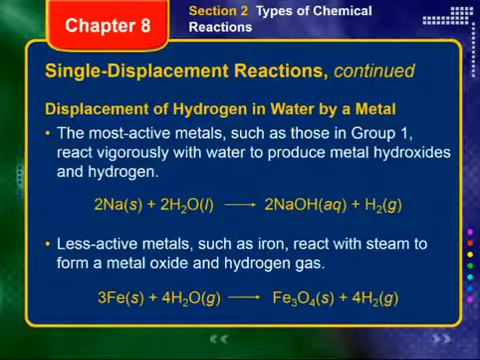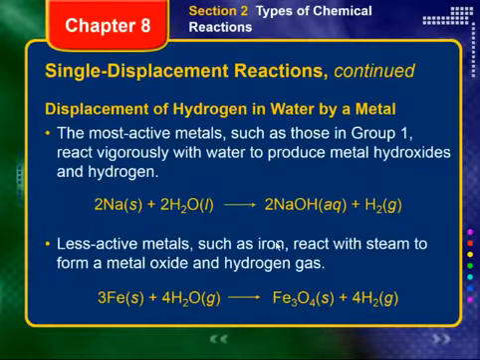If we look at displacement of hydrogen in water by a metal, okay, these highly active metals, like in group 1, react vigorously with water to produce metal hydroxides and hydrogen. Why? Because they're replacing the hydrogen in water. This sodium is very much more active than hydrogen and is booting it out really hard, really fast. That's why it reacts vigorously. Happens very easily. And so we're replacing one of the hydrogens with a sodium.